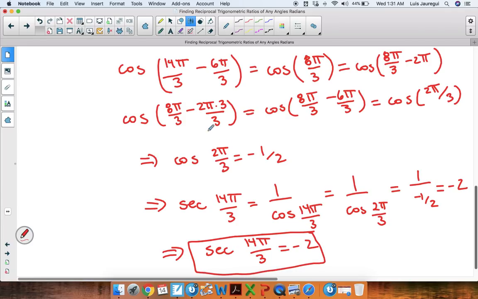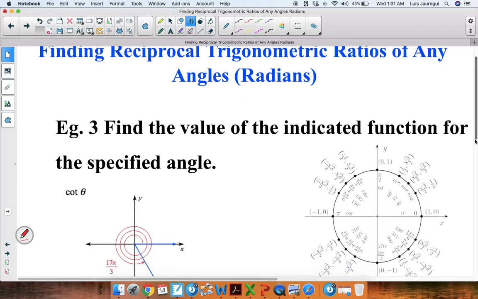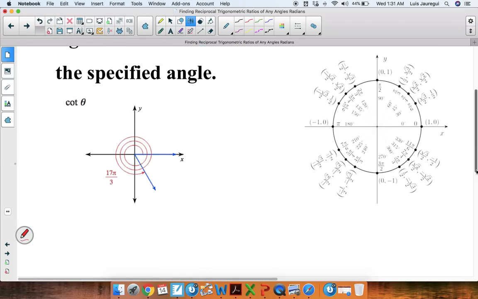So let's see one more example. Example 3. Find the value of the indicated function for the specified angle. In this case, we're being asked to find cotangent of theta, where theta happens to be 17 pi over 3. So let's recall that cotangent of 17 pi over 3 is the same as 1 over tangent of 17 pi over 3.